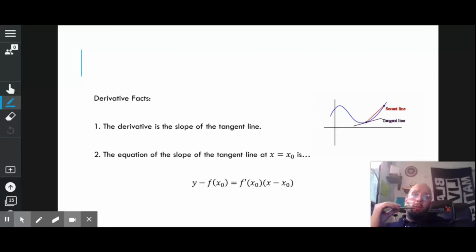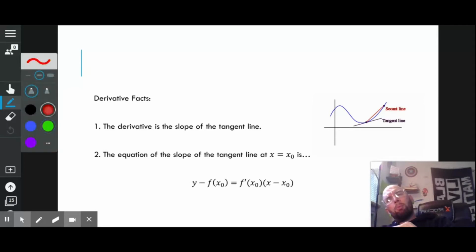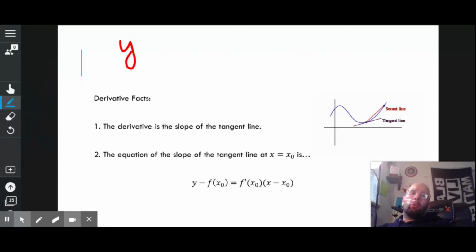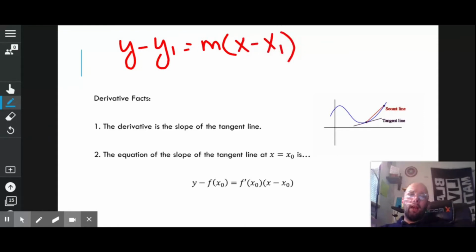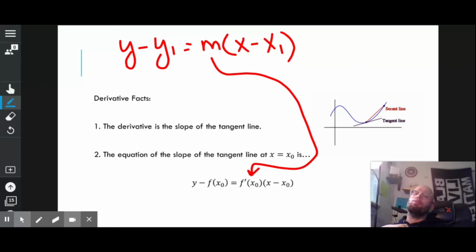The equation of the tangent line looks an awful lot like point slope form. You might remember point slope form as y minus y sub 1 equals m times the quantity x minus x sub 1. Well, instead of m, we're saying the derivative. After we take the derivative, we'll plug in whatever x value we have. That's what this says. And instead of saying y, we're saying f of x.